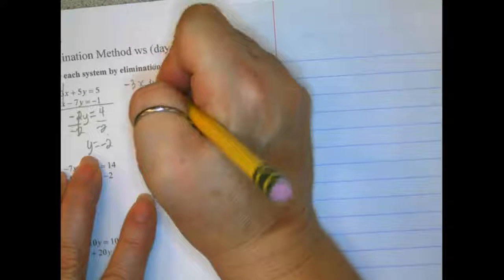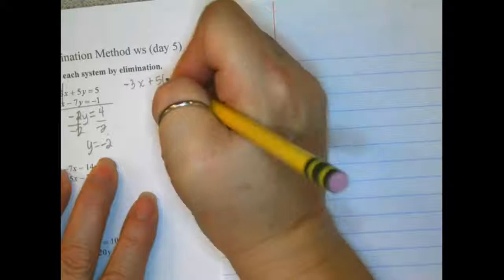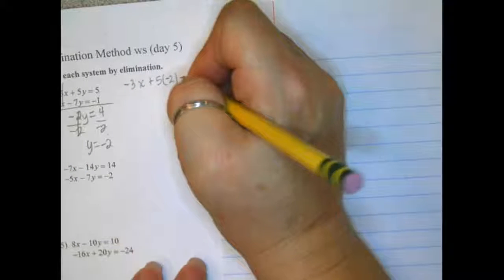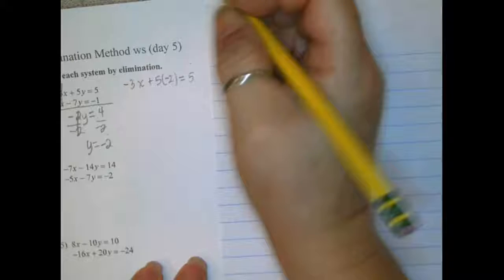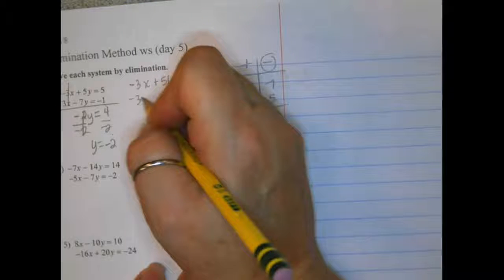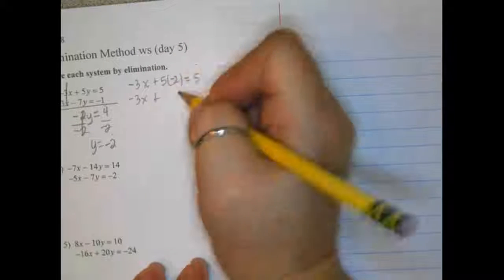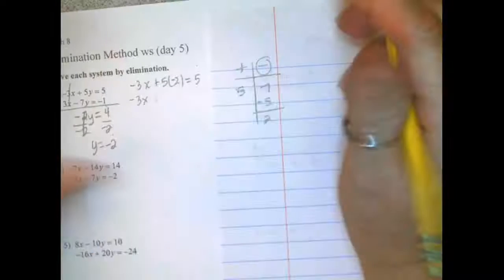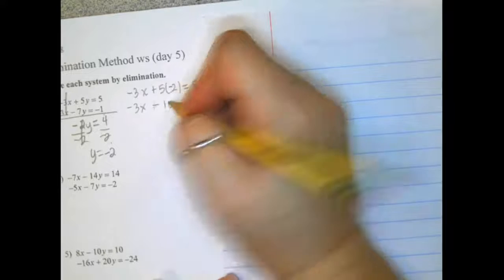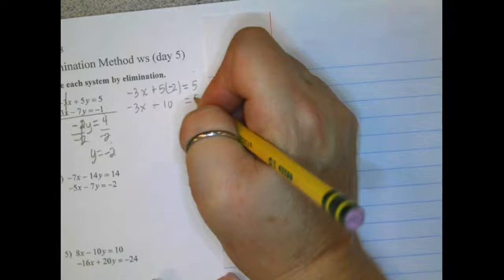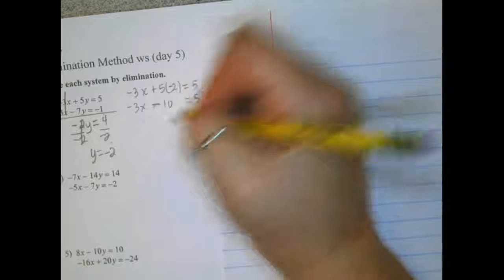-3 times x plus 5, and I'm going to substitute y. I'm going to say -2 is equal to 5. And I just keep solving it. 5 times a -2, so instead of plus, I'm going to put a minus. I can say plus a negative, or I can just say minus, because when you're plussing a negative, you're subtracting.